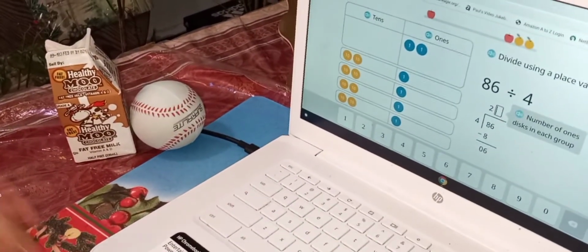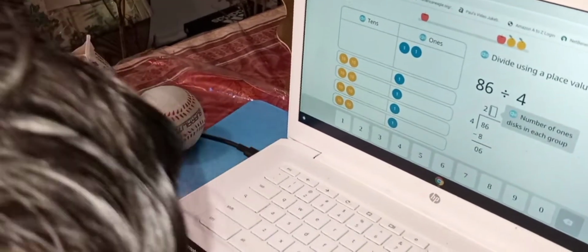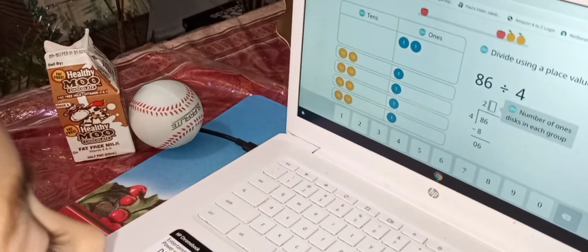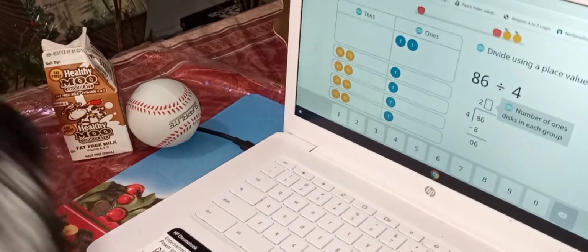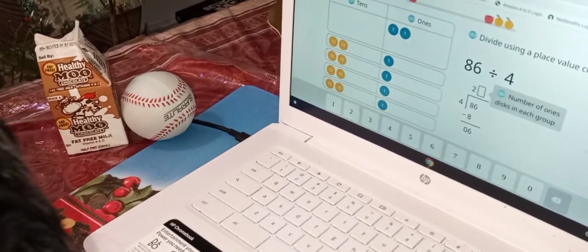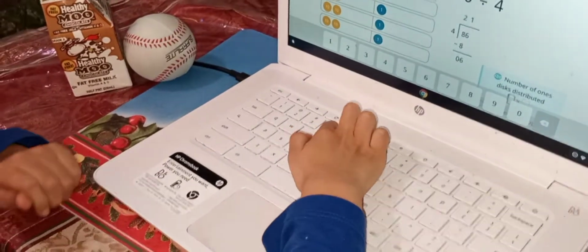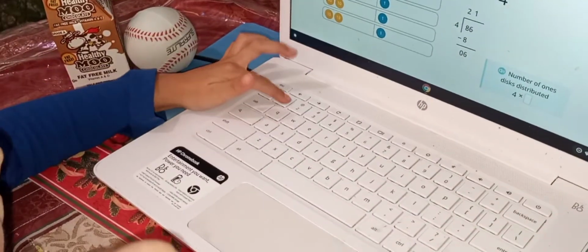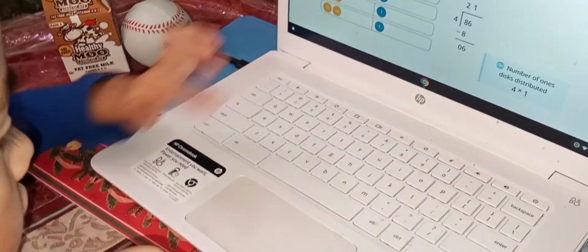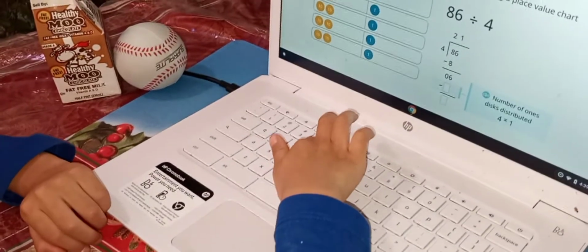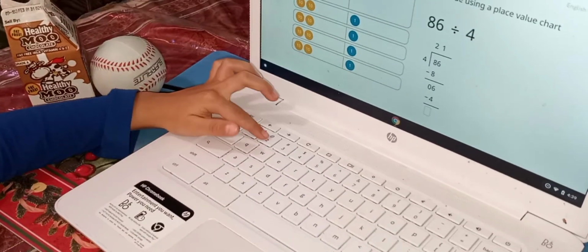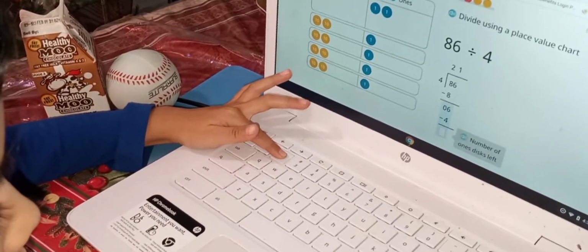You divide it with 4. And what's the answer? 6 divided by 4 equals 1. Very good. Now to check, 4 times 1. You have to multiply. 4 times 1 would be 4. And then 6 minus 4.